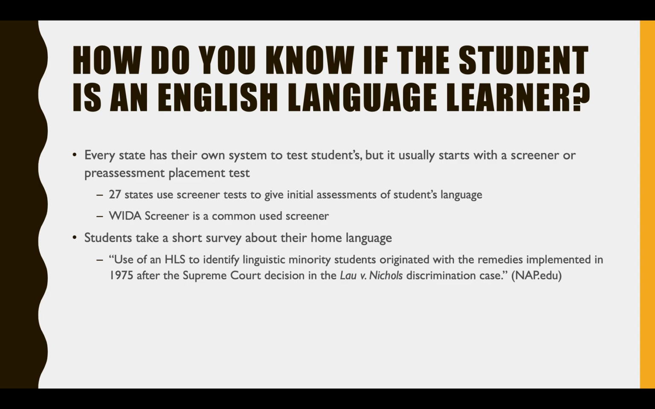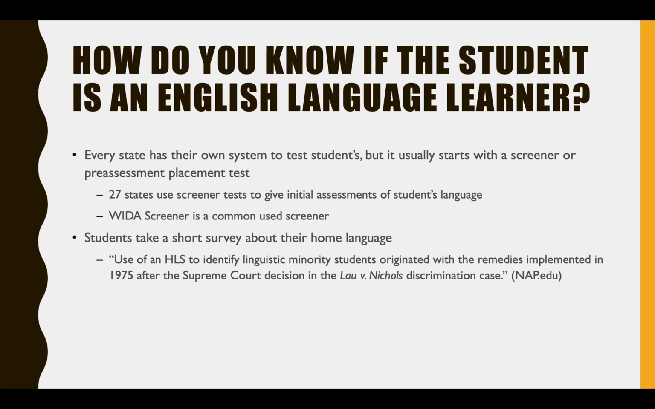Every state has their own system to test students, but it usually starts with the screener or pre-assessment placement test. 27 out of the 50 states use screener tests to give initial assessments of students' language. The WIDA screener is a commonly used screener.